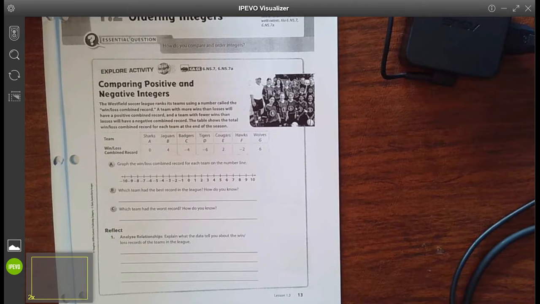Hello, my little mathematicians. Today, we're going to explore comparing and ordering integers.